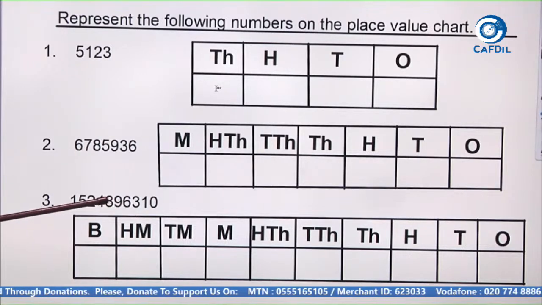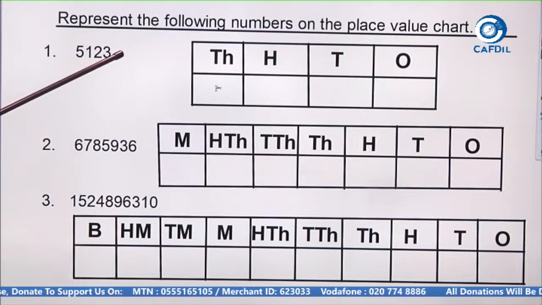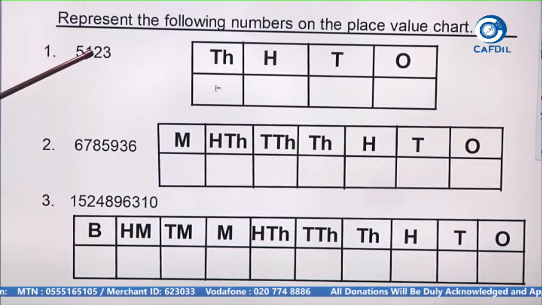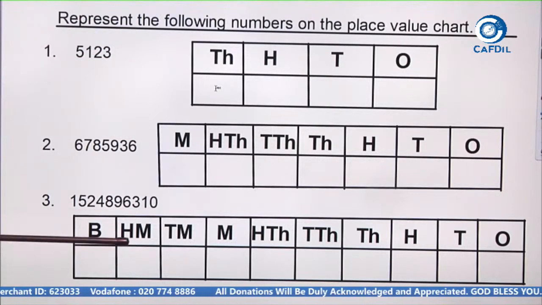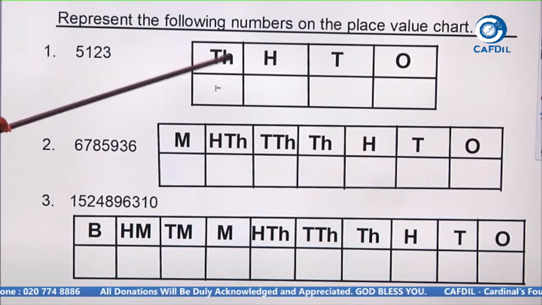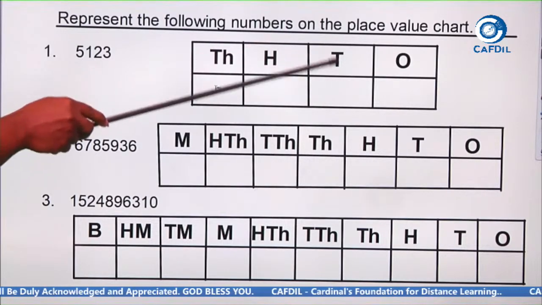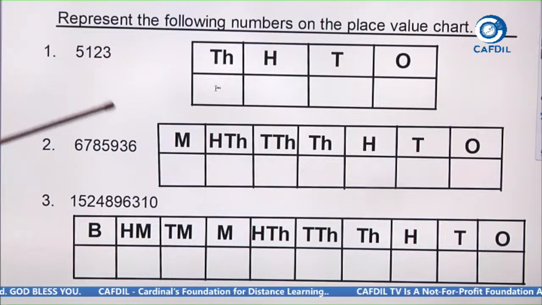With the representation, when you are given a number like this, let's count. How many digits do we have here? 1, 2, 3, 4. It means we're going to create 4 columns. That is the number of digits that we have here.